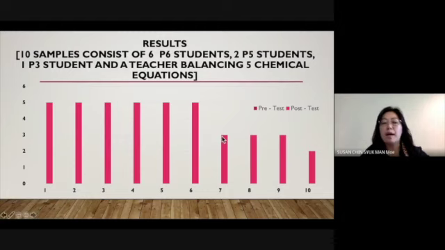Okay, for the primary 5, they are able to complete 3, and for the primary 3, in the same time frame, he is only able to complete 2 balancing equations, and this result is really enhancing. Okay, it's very encouraging me.